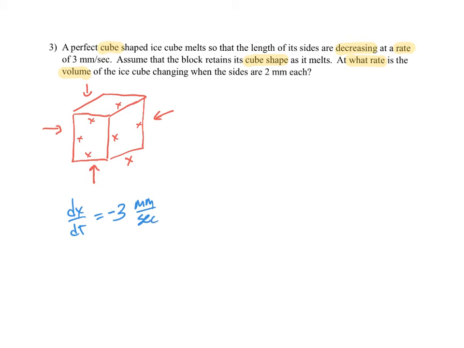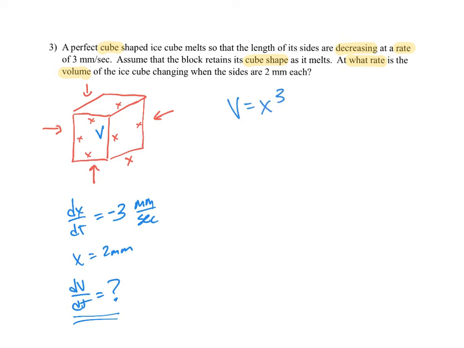At the time we're interested in, the sides are 2 millimeters, so that's x equals 2 millimeters. And we are trying to find the rate at which the volume is changing. That's dV/dt. That's the thing we don't know. So we drew our picture, we labeled our variables, we got organized by listing our information, and we've identified what we're trying to find. Now we need an equation that relates these variables. Well, this is a less common formula, but the volume of a cube is just x times x times x. And so that's just going to be x cubed.